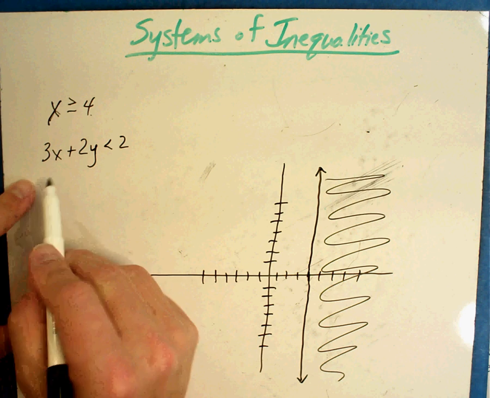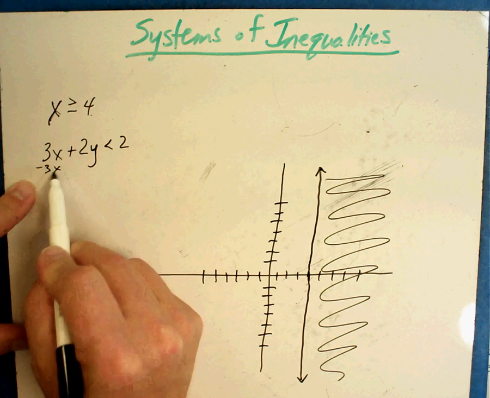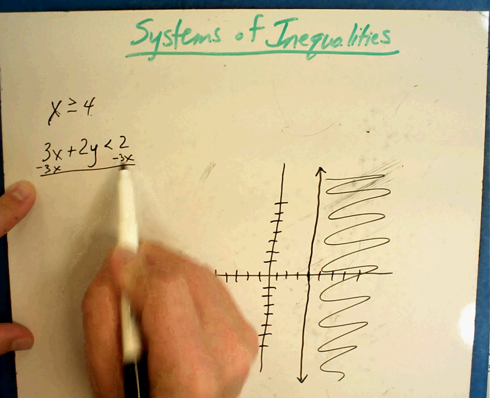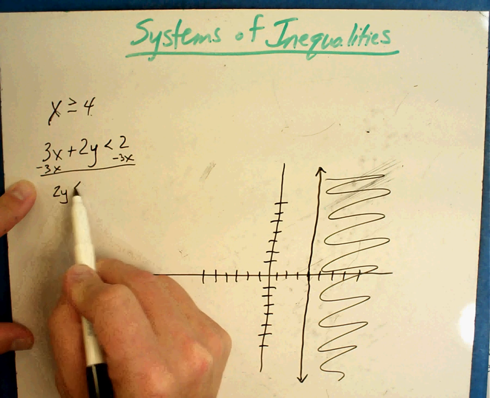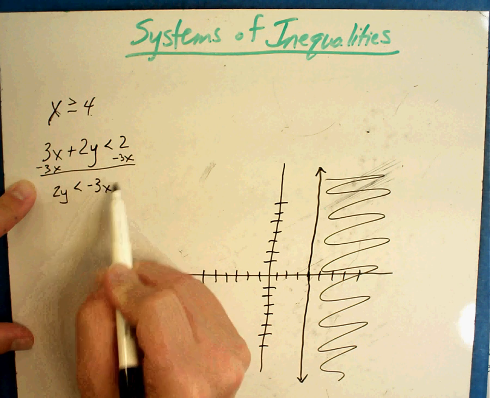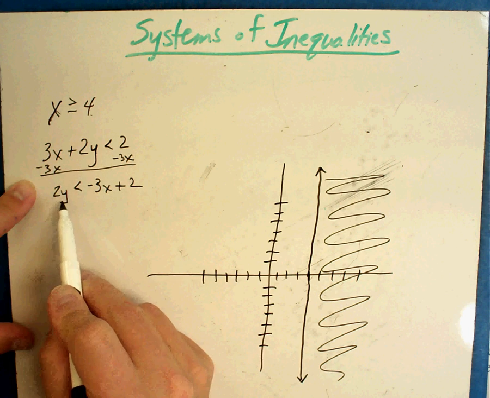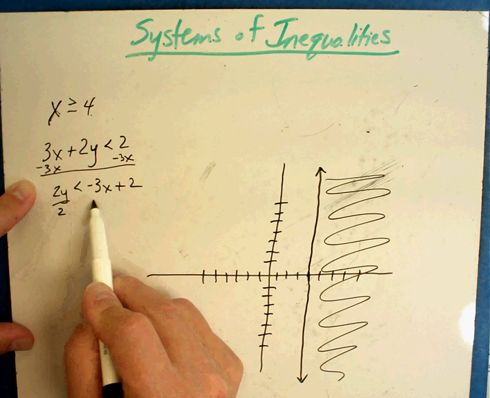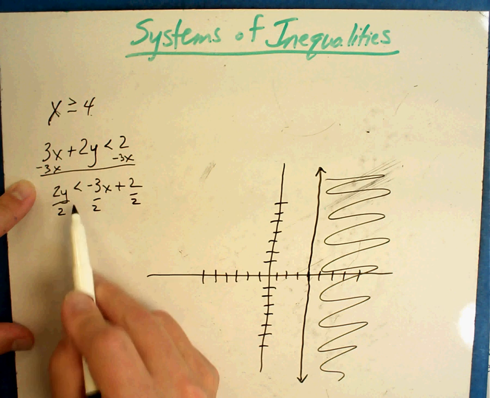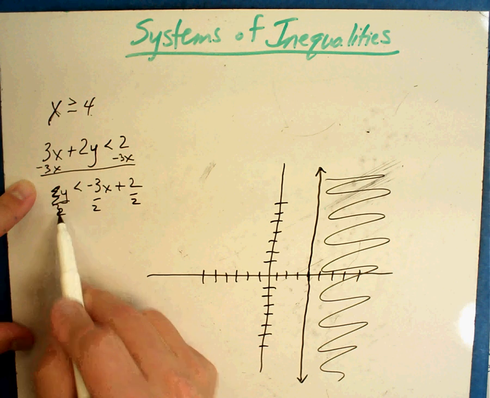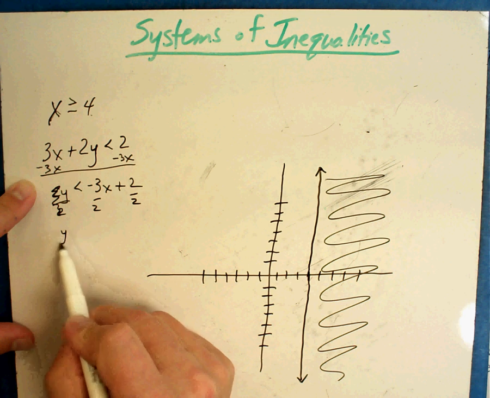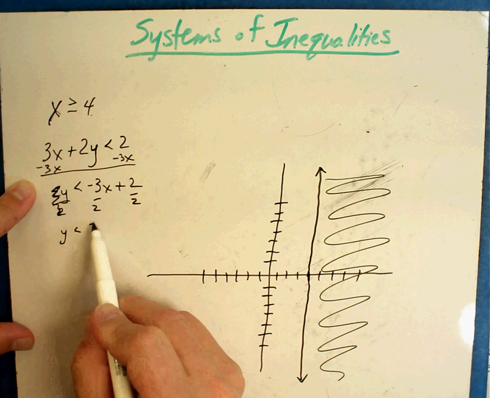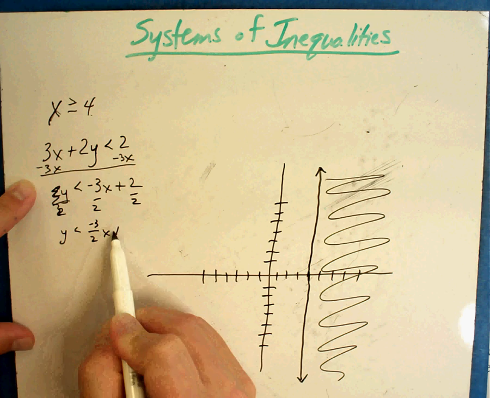Okay, so I have to rearrange this one, so I got to put the 3x on the other side. So it's 2y less than minus 3x plus 2. Notice I have it in the order y equals something x plus b. I divide by 2. Do I flip the sign? No, I didn't divide by a negative. So it's y is less than negative 3 halves x plus 1.